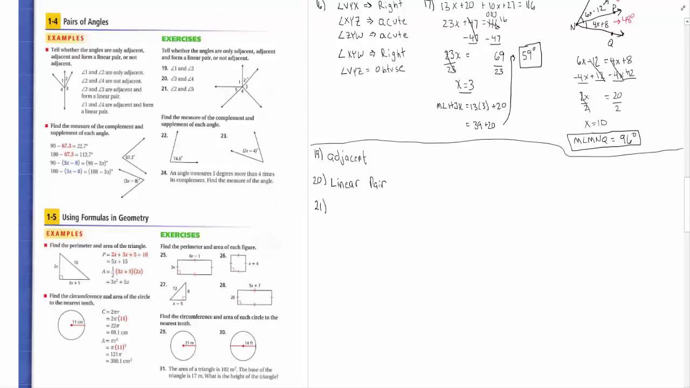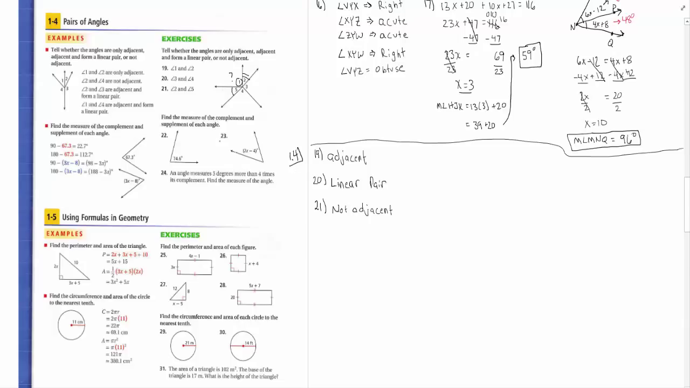21, we've got 2 and 5. Now 2 and 5, notice they don't actually share a side. They've got angle 1 in between them. So you've got angle 5 here, angle 1 here, and then you've got this one sitting in the middle. So these are going to be not adjacent. So that's 21. Okay, so there's 19, 20, and 21.